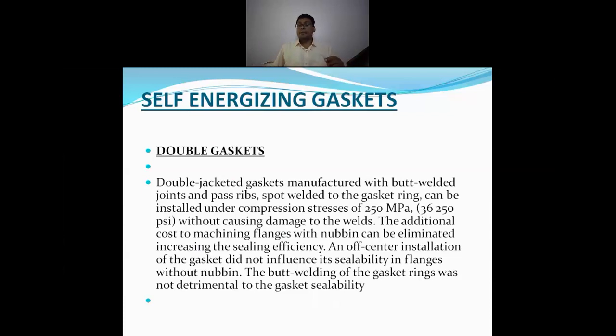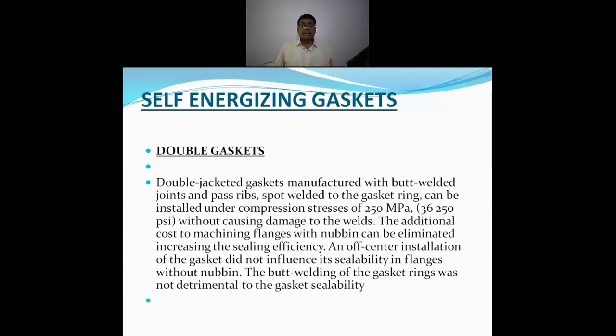A simple pressure cooker gasket is a self-energizing gasket because every time we are conveniently taking it out and conveniently putting the same gasket back. It's a rubber which expands as the pressure builds up inside the pressure cooker, and it prevents the leakage of the vapors. This is the self-energizing gasket. Then there is the double gasket.